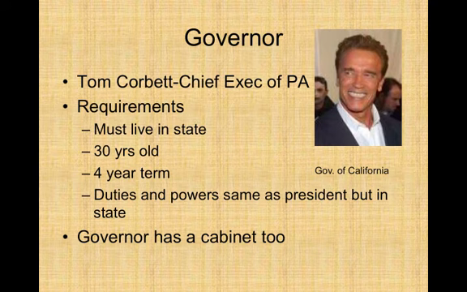Current governor of Pennsylvania is Tom Corbett. This is not Tom Corbett, that's Arnold Schwarzenegger, former governor of California. However, the requirements to be governor is that you have to live in the state, have to be at least 30 years old, you are elected to a 4-year term, and the role of the governor is very similar to that of president, except that it's just in your state. Also, the governor has a cabinet just like the president does. The governor of Pennsylvania has a secretary of education, a secretary of commerce. All of these governors have a cabinet just like the president.